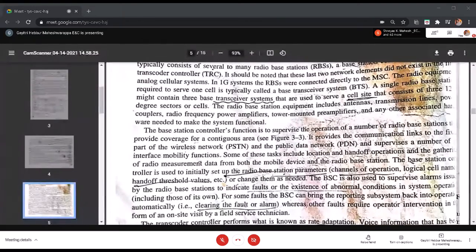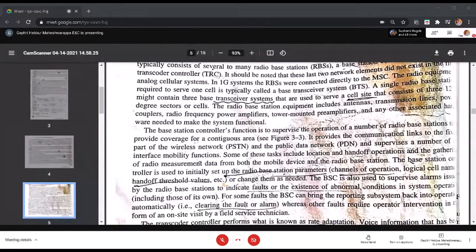So it is nothing but a controlling of the radio base station by the base station control. If required, it will change the channels of operation, and logical names will be given. If there are new cells connected to the base station, it will provide the logical names, and also decide based on where the radio base stations are implemented. Based on that, it will change the output power which is required, and also change the handoff threshold values as needed. So all these things will be done by the base station control.